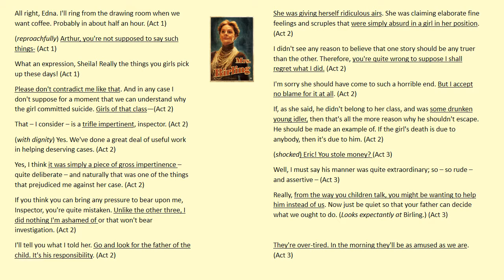And then at the end she reverts to treating them like little children again. She says they're overtired. In the morning they'll be as amused as we are, which I think shows that she hasn't learnt anything, not only from the inspector, but she hasn't learnt anything from her own children who are trying to teach her that she needs to change. She doesn't change. She's very much in the same lines as her own husband. They stand firm, they believe that they've been tricked, that nothing they've done is wrong, and they're prepared to carry on and get up tomorrow morning as if nothing has happened.